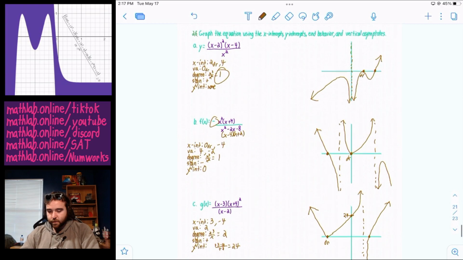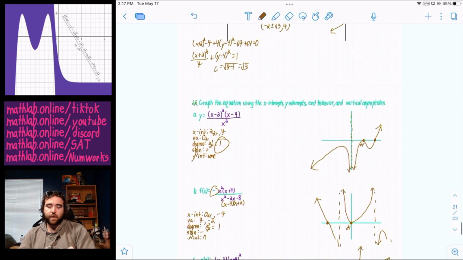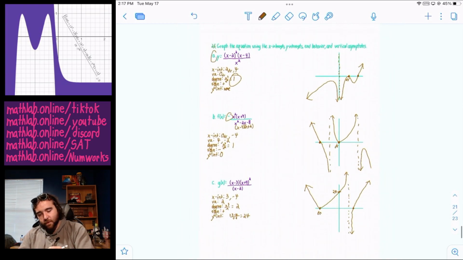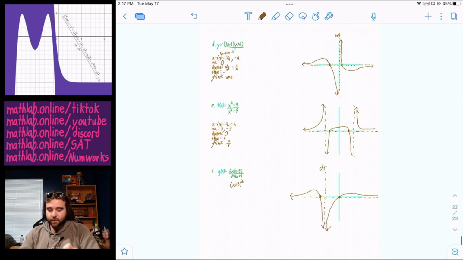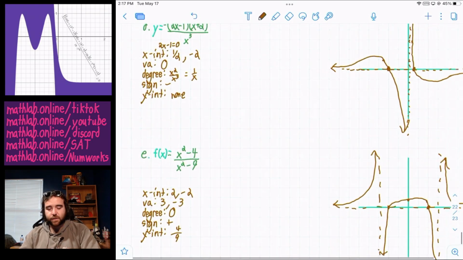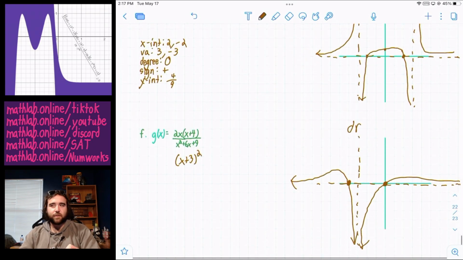Yeah. So really A, B, and C are the best ones to practice, and the ones on your test. D, E, and F are good too, but that degree 0 and the horizontal asymptote, I don't think we talked about that during the year.